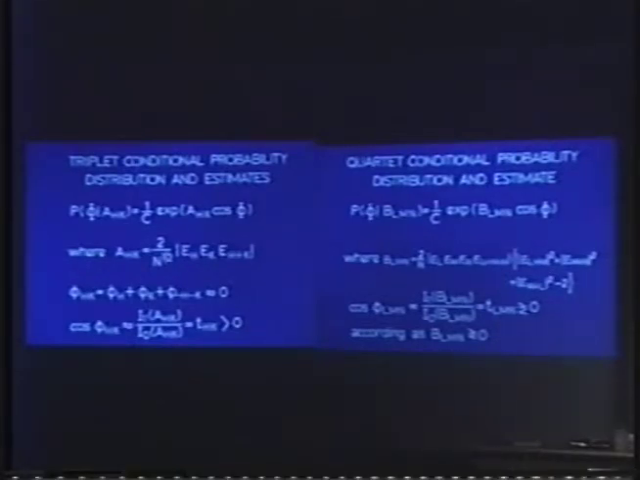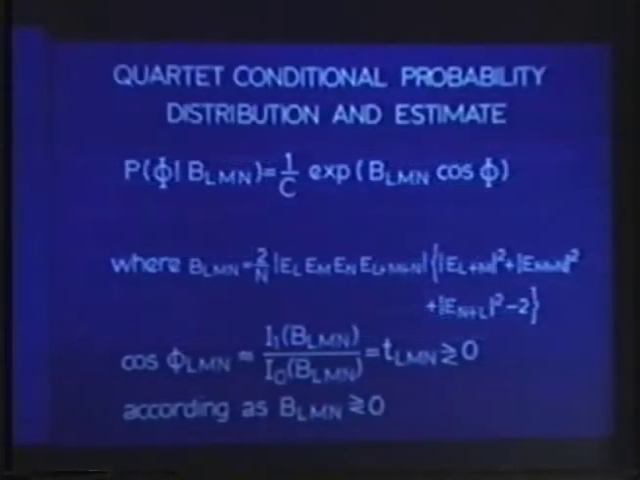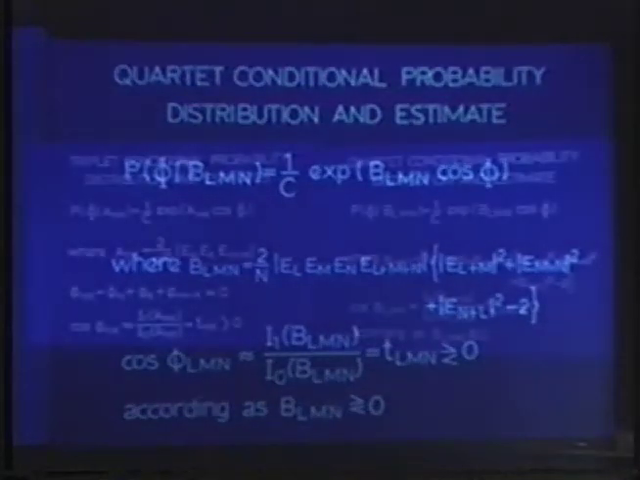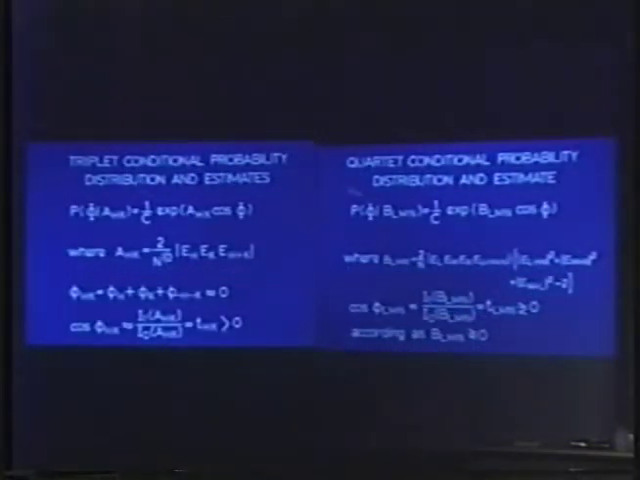On this slide, I've shown the analogous distribution for the quartet. And I put the two slides together in order to stress the similarities between the two probability distributions. The distribution for quartets was found about 15 or so years ago. I'm using here an approximation to that distribution, which is good enough for our present purpose. And we see that this distribution has exactly the same form as the distribution for the triplet, except that the parameter A, which appears here, is now replaced by a different parameter B. And the parameter B is defined in this way.